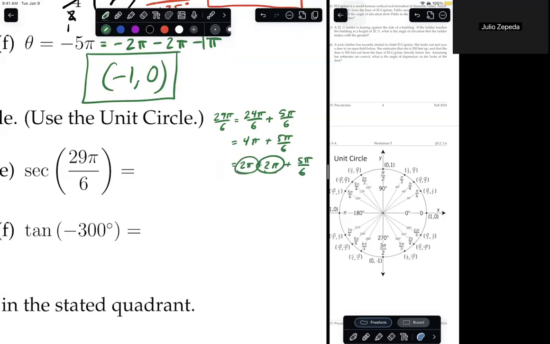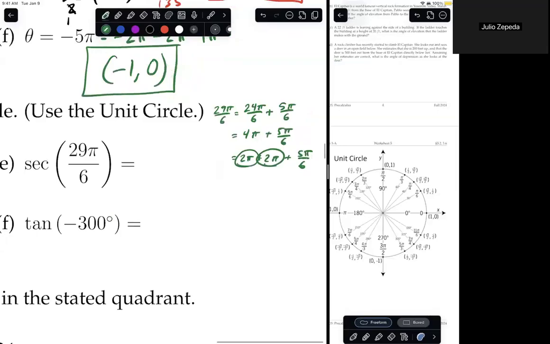And the terminating side of our 29 pi over 6 angle is going to end up at the exact same spot as the 5 pi over 6. So the secant of two coterminal angles are equal. And so the secant of 29 pi over 6 is equal to the secant of 5 pi over 6.